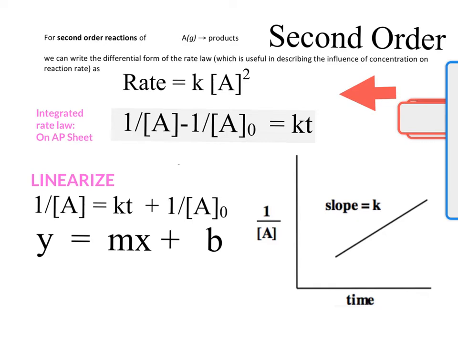Oh, one thing I actually failed to mention was that this is on the AP equation sheet along with the first order integrated rate law. They are listed in order. First is the first and then is this one. They are not labeled, but at least you don't have to memorize it, which is good news. You just have to recognize it. Now let's go ahead and compare all three scenarios together in one big chart.